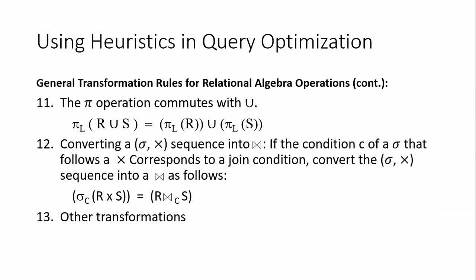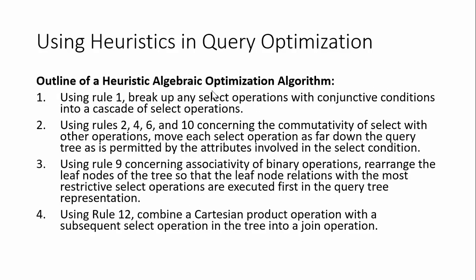Next one, select and Cartesian product, which is equivalent to our join operation. If you take the Cartesian product and apply the join condition, then in this particular case, R and S. Performing the Cartesian product and the selection is the same as providing the join operation between R and S.